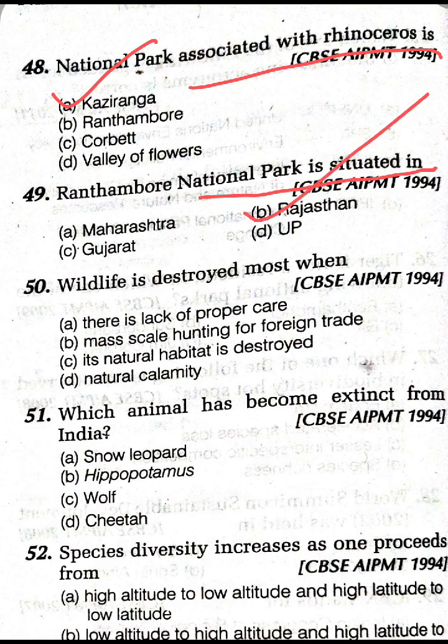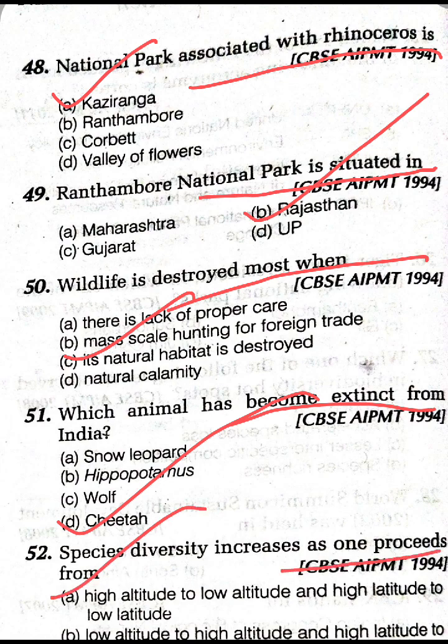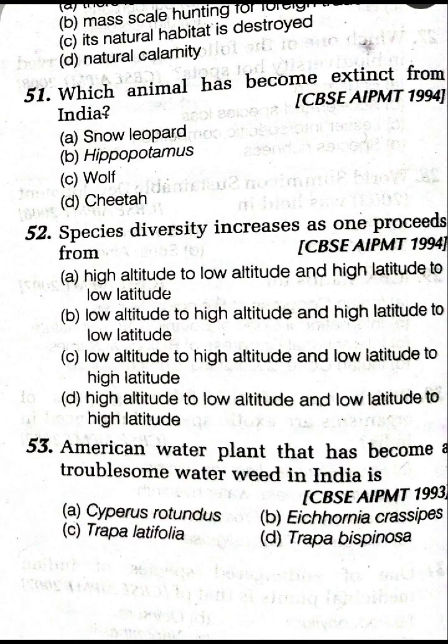Wildlife is destroyed most when its natural habitat is destroyed. Option number C is the correct one. Which animal has become extinct from India? So cheetah. Option number D. The species diversity increases as one proceeds from high altitude to low altitude and high latitude to the low latitude. American water plant that has become a troublesome water weed in India. So it is Eichhornia crassipes. Option number B is the right one.